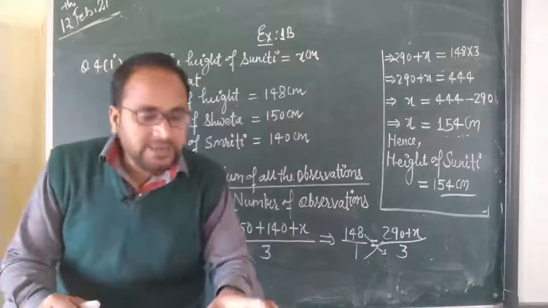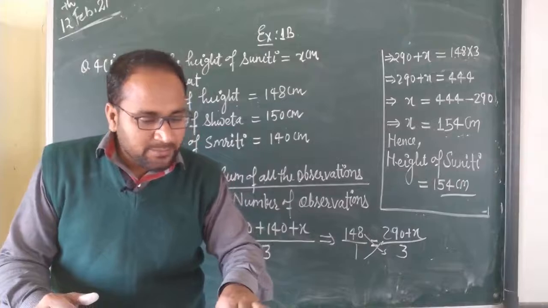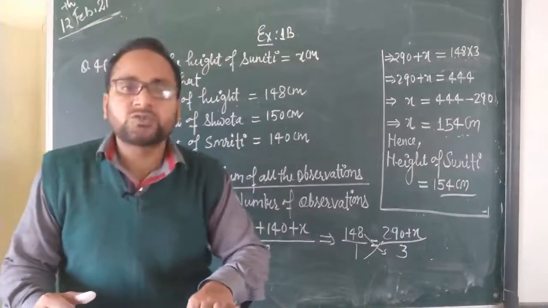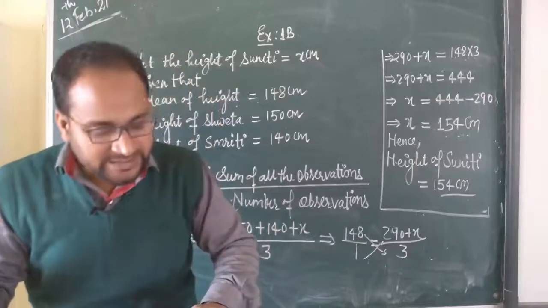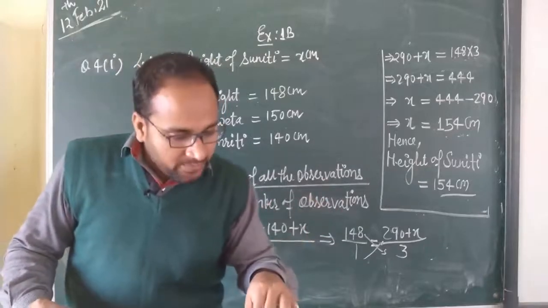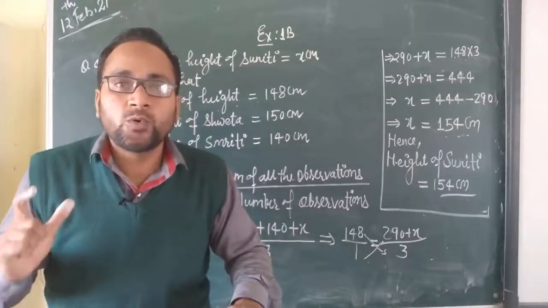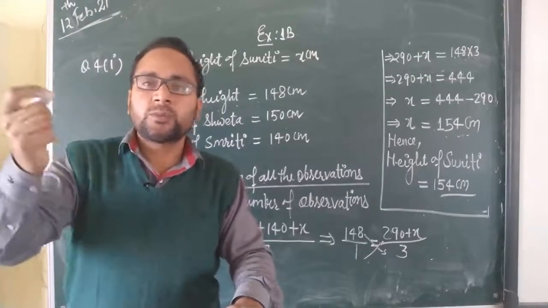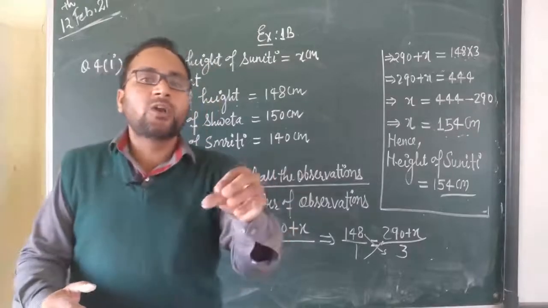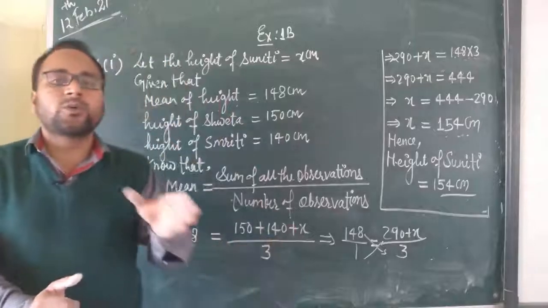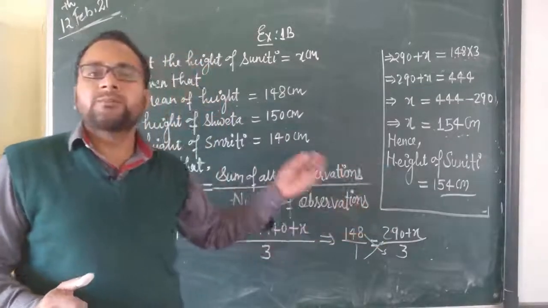Same as this, you will try question number 4, second part. In a class test, the mean of the marks scored by 4 students was 60. Three of them scored 50, 72 and 64. Find the marks scored by the 4th student. Let the marks scored by the 4th student be x, and the sum of all observations upon the total number of observations is equal to 60.